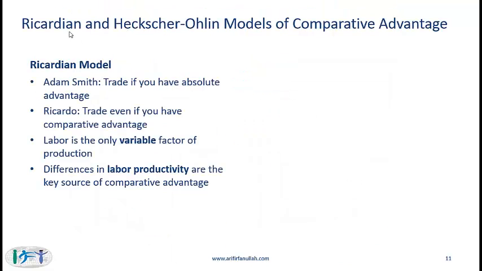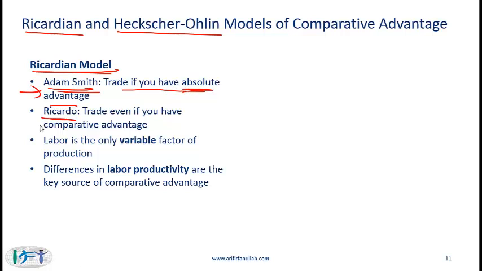The last part of this section deals with the Ricardian model and the Heckscher-Ohlin model, and I would suggest that you learn all the points that I make on this slide. First, let's talk about the Ricardian model. To understand the Ricardian model, let's consider first what Adam Smith said. Adam Smith said that we should trade if we have absolute advantage. In other words, if our cost of production is lower or if we are more efficient, then we should trade.